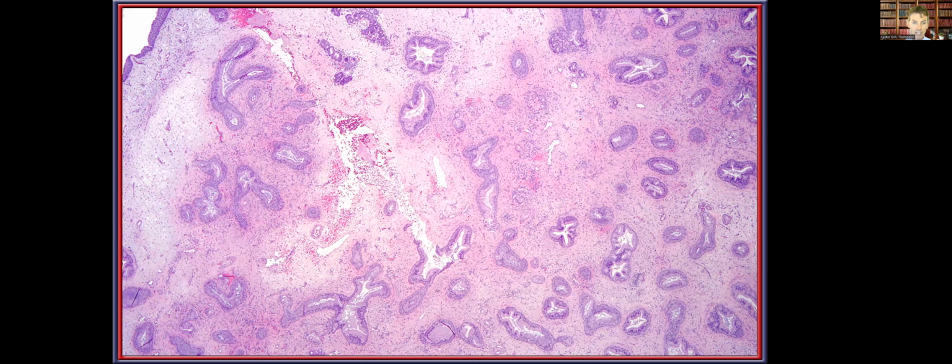So here on low power, you can see multiple glands. There is a variation in the size, but you can see that there's kind of an evenness to their distribution. You will notice these are the uninvolved minor mucous glands that are not the surface epithelium that has dropped off to create these undulating appearances.